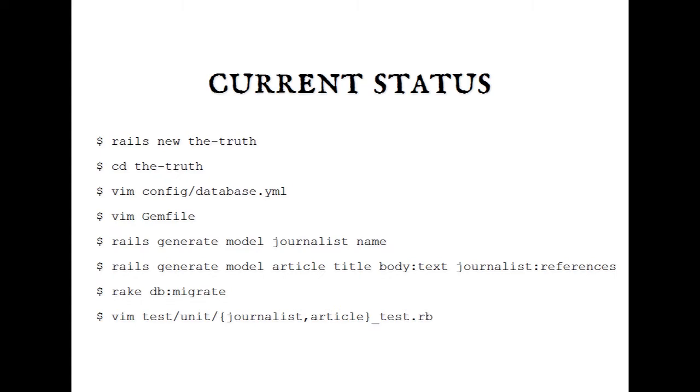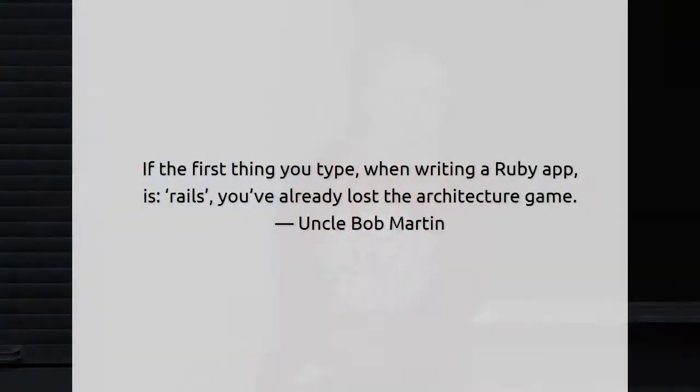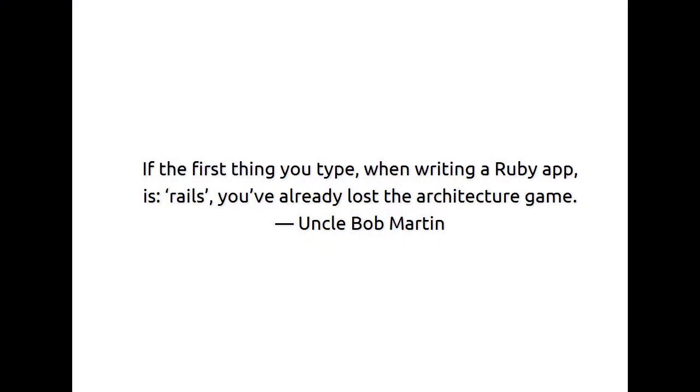So this is basically what I think every one of us did at some point, and some of us believe this is the way applications should be built. Uncle Bob Martin said if the first thing you type when writing a Ruby app is Rails, you've already lost the architecture game. You can agree, you can disagree with Uncle Bob Martin and his architecture talk, but I think there's some truth to that.